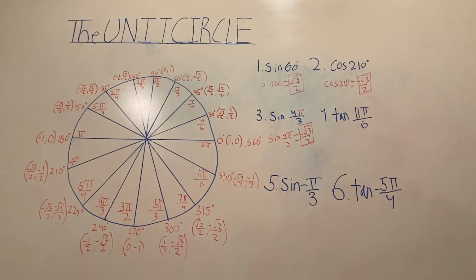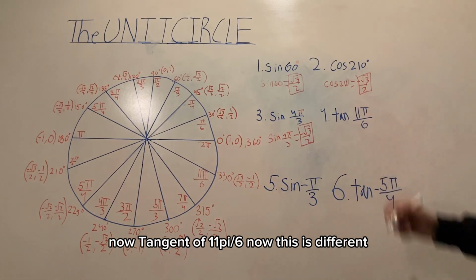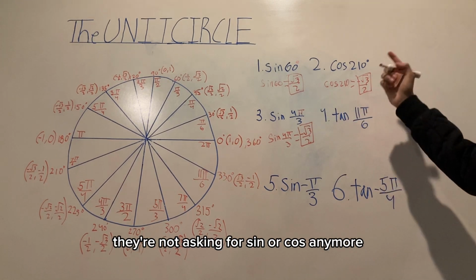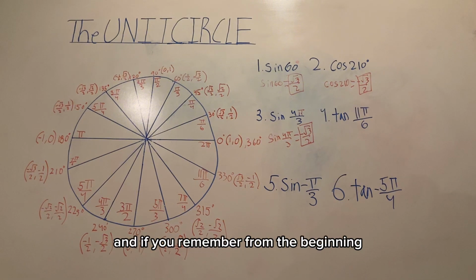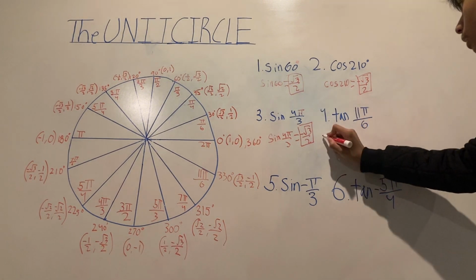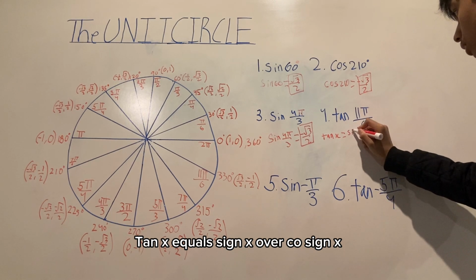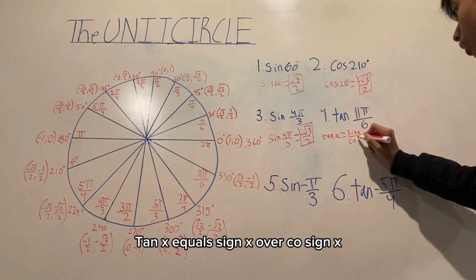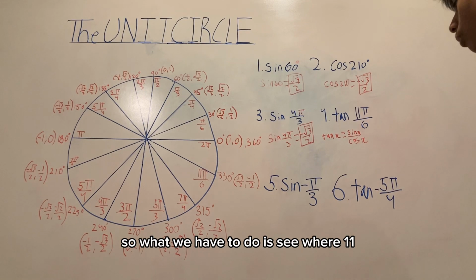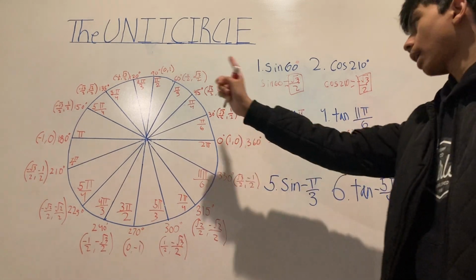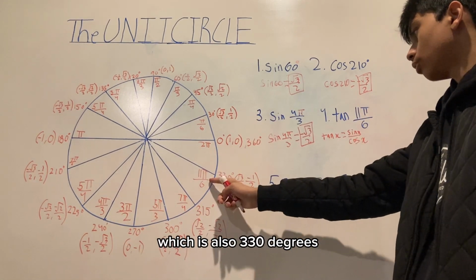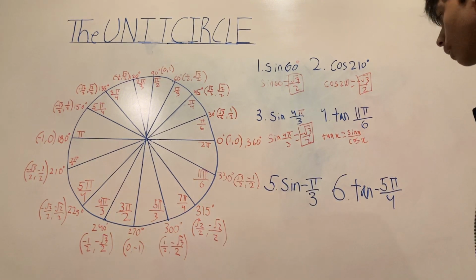Okay. Now, tangent of 11 pi over 6. Now, this is different. They're not asking for sine and cosine anymore. And if you remember from the beginning, tan x equals sine x over cosine x. So what we have to do is see where 11 pi over 6 is on the unit circle, which is right here, which is also 330 degrees.